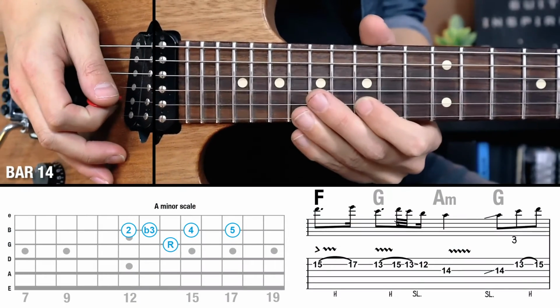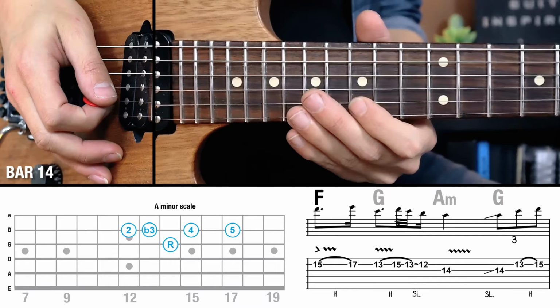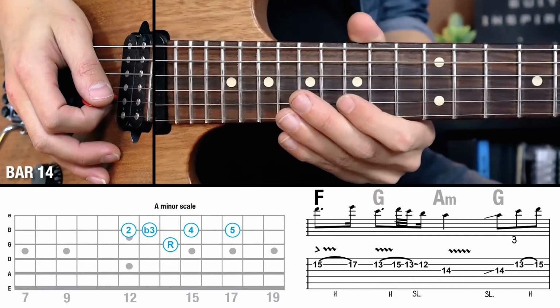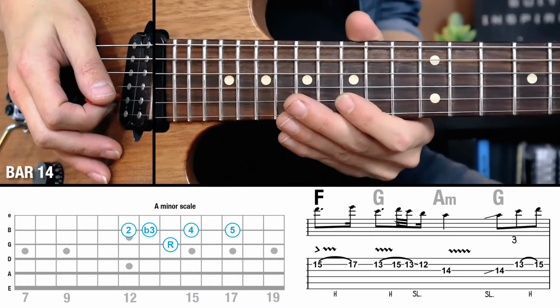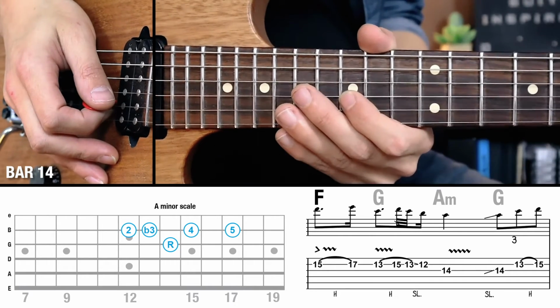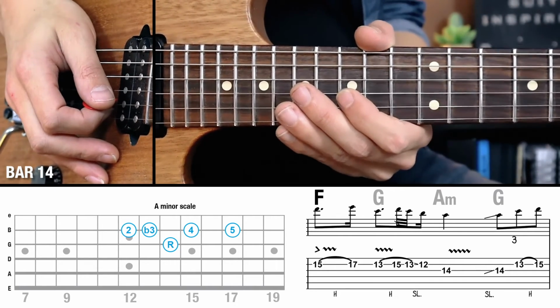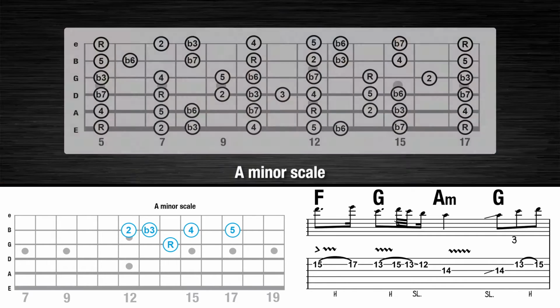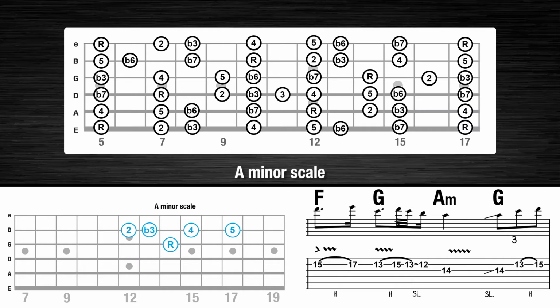Now let's take a look at what the solo does in bar 14. And to be honest, because of the faster chord changes, I found it to be more challenging to think in triads. When I was improvising over this riff, I let go of the triads and started thinking of the full A minor scale. So you can see part of that A minor scale below.